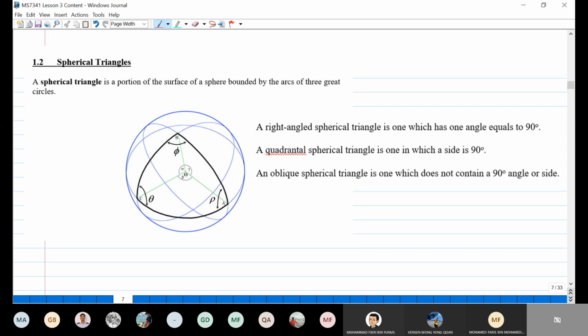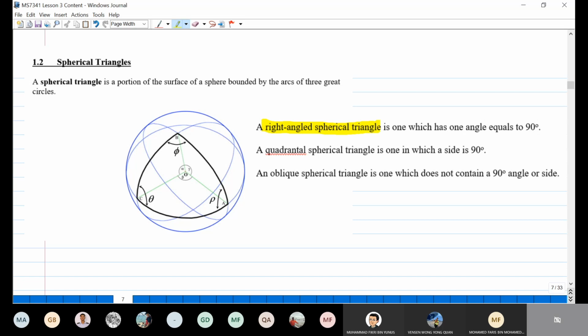Now, for this lesson, we are going to talk about the right angle spherical triangle. This is a triangle where we have one right angle. Right angle means 90 degrees. It's called a right angle spherical triangle. The other triangle which doesn't have a right angle is called an oblique spherical triangle, which doesn't have 90 degrees.